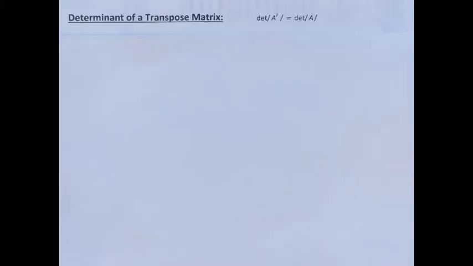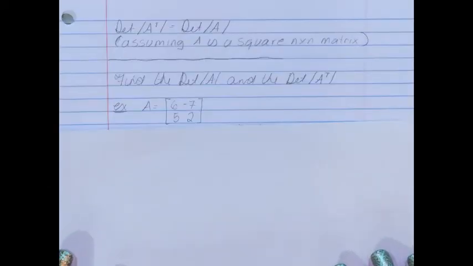In this section, we're talking more about determinants. And since we know about transpose, let's talk about the determinant of a transpose. The determinant of A transpose is equal to the determinant of A. When finding determinants, we automatically have to assume that A is a square matrix. Otherwise, you can't find a determinant.